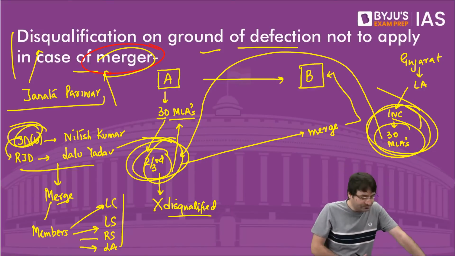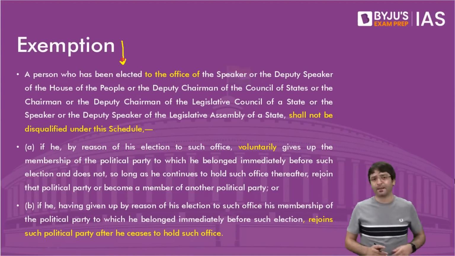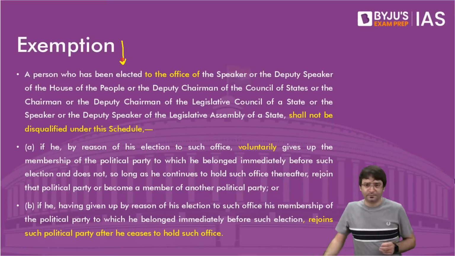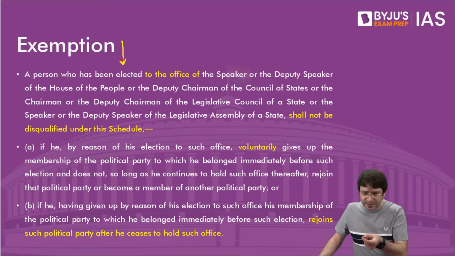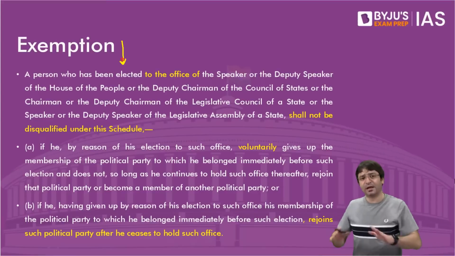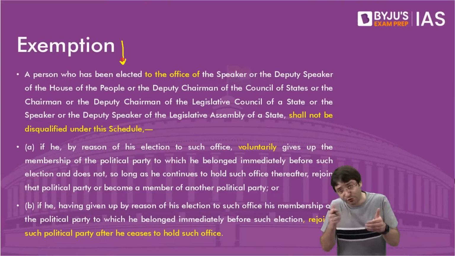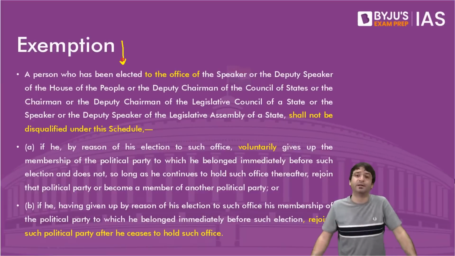Something else. There is another exception. I am Om Birla. I'm part of the BJP. BJP gave me the ticket, Lok Sabha ticket, to contest from Kota in Rajasthan. I contested elections. I won the election. Now I am a member of the Lok Sabha belonging to BJP, a member of a house belonging to a political party.